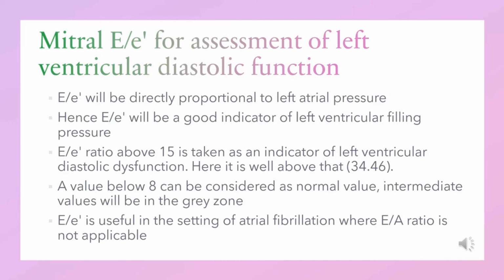A value below 8 can be considered a normal value, and intermediate values will be in the gray zone. E by E prime is useful in the setting of atrial fibrillation, where E by A ratio, which is usually used for assessment of left ventricular diastolic function, is not applicable.